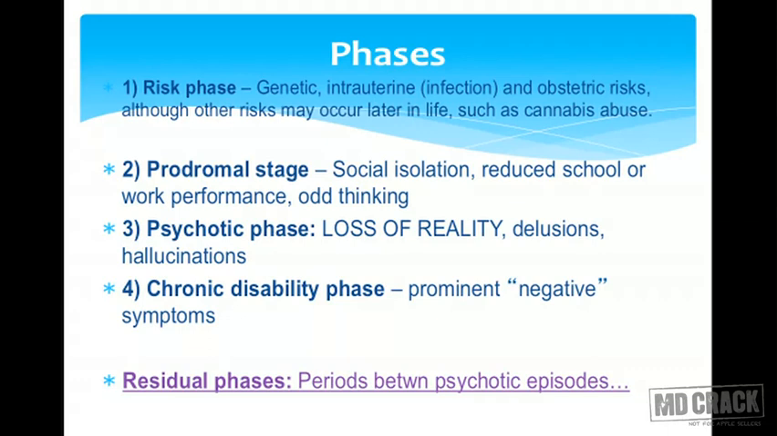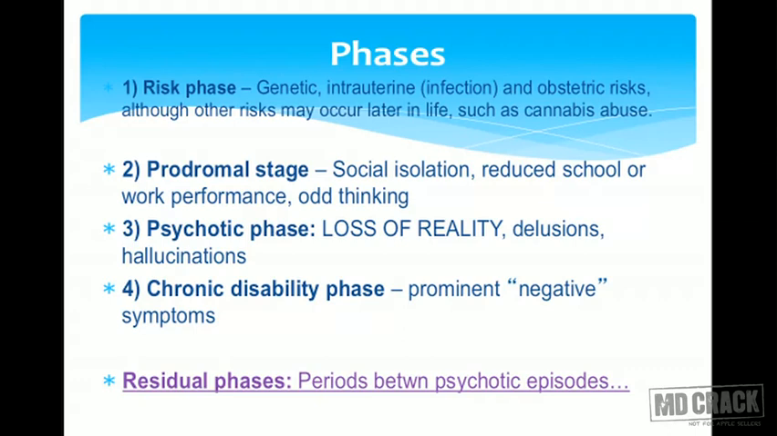The third phase is psychotic phase. This is the real phase in schizophrenia, in which there is loss of reality. There's delusions and hallucinations. And the next one is chronic disability phase, in which there is prominent negative symptoms.